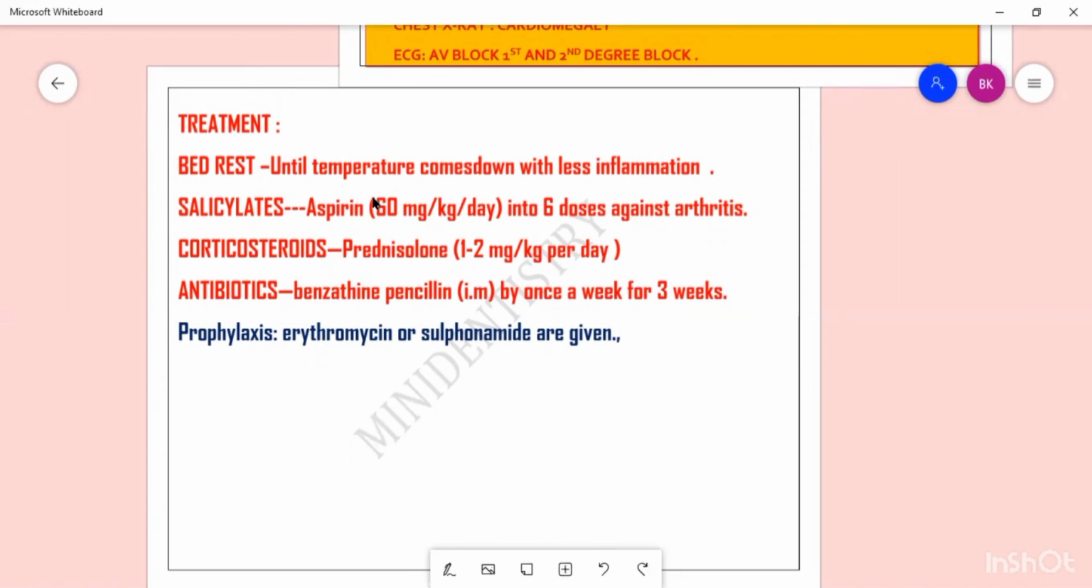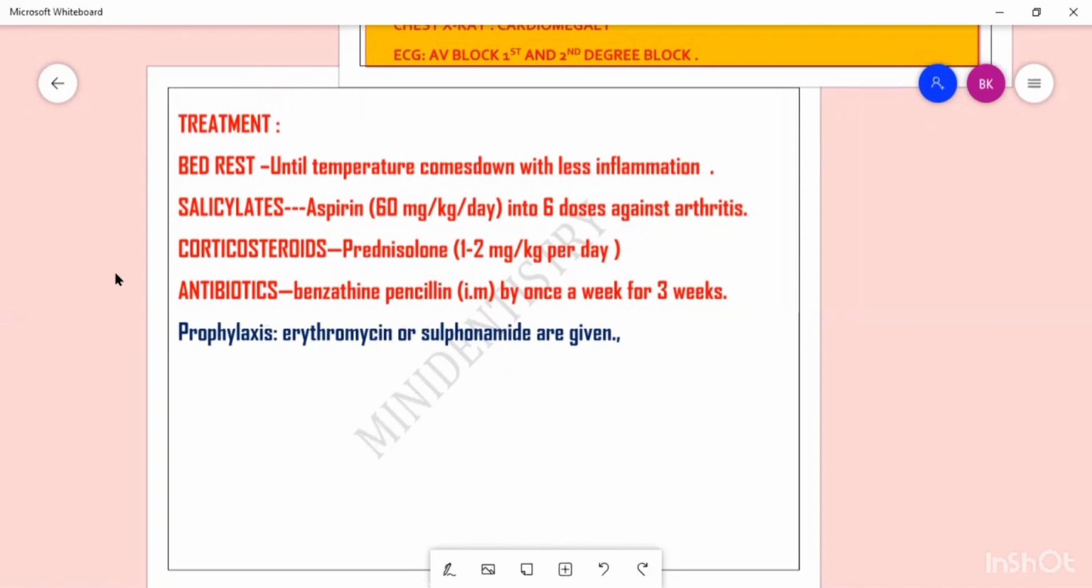Corticosteroids, that is prednisolone, is given because you have carditis there. There's inflammation of your heart and there's a lot of pain. So to curb all those, you give prednisolone. Then antibiotics against the streptococci, because the streptococcal infection is going on there. You have to give antibiotics such as benzathine penicillin, IM, once a week for 3 weeks. Prophylaxis is preferred, and this has to be taken.